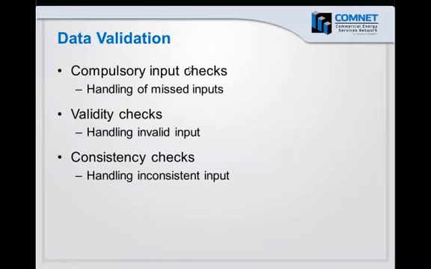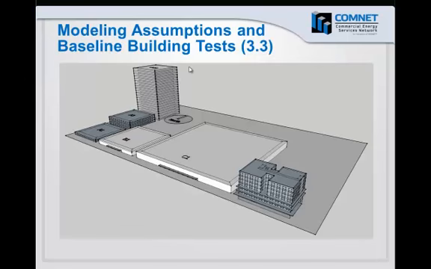There's also some data validation requirements. These are just some basic checks within the software that the data input by the user is consistent and valid. And there's some simple rules for checking for that. For instance, a window located in the wall can't be bigger than the wall. They're pretty simple rules. Okay, then moving on to section 3.3.